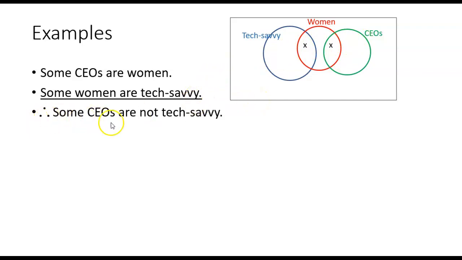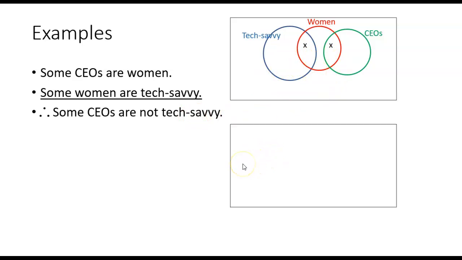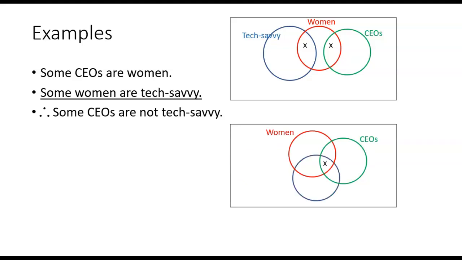So therefore, some CEOs are not tech savvy. Well, this kind of shows that. If I can redraw it, there's my first premise, second premise. So for that reason, I would say this one is invalid, because again, I can show it so that the CEOs are tech savvy.